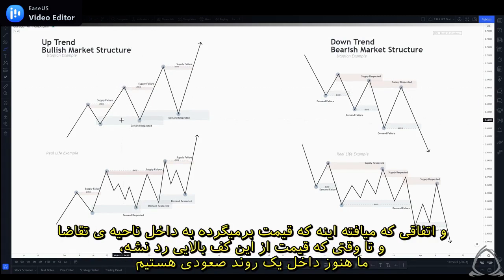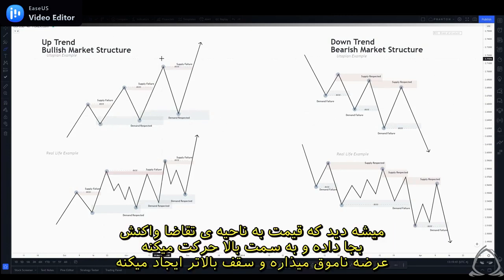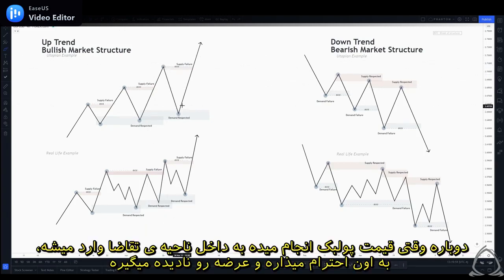What ends up happening is price will come back into a demand zone, which in this case is the higher low area. And as long as we don't break below this higher low, we're still in an uptrend. Price respects demand and continues moving to the upside, failing supply and creating a higher high. Again, when price pulls back, it taps into demand, respects demand and breaks supply.